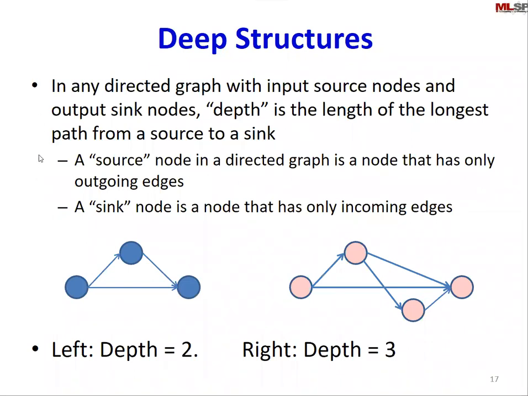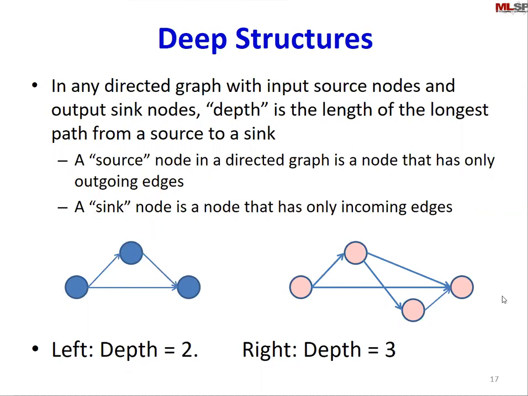To understand what depth means, we have to refer to graphs. In any directed graph with source nodes and sink nodes, you're going to have paths from the source to the sink. The depth of the graph is the length of the longest path from source to sink. So for example, in this figure to the left, this first node is the source, the second node is the sink. You have a path of length 1, but you also have a path of length 2. So the depth of this graph is 2.